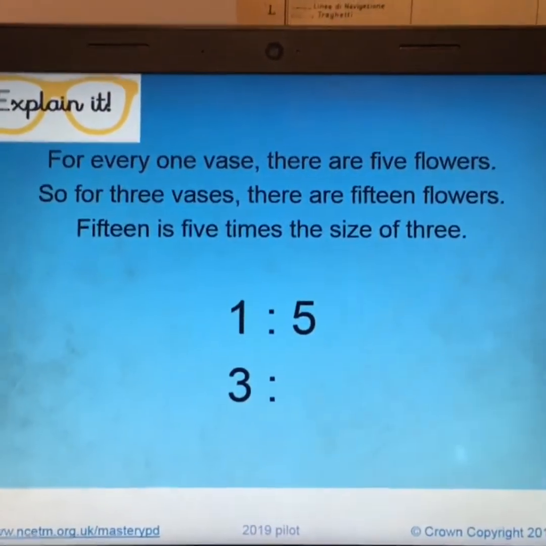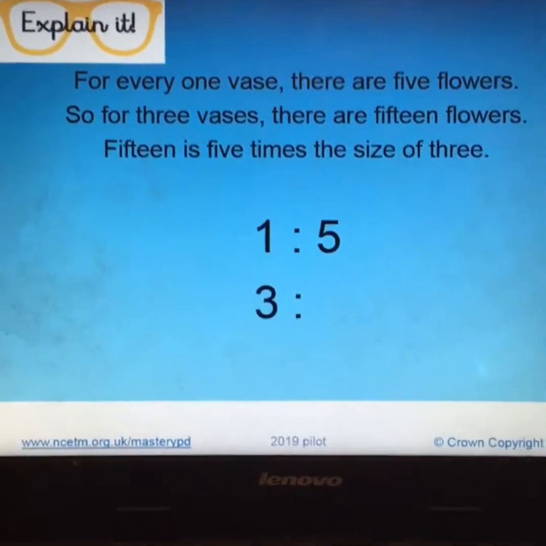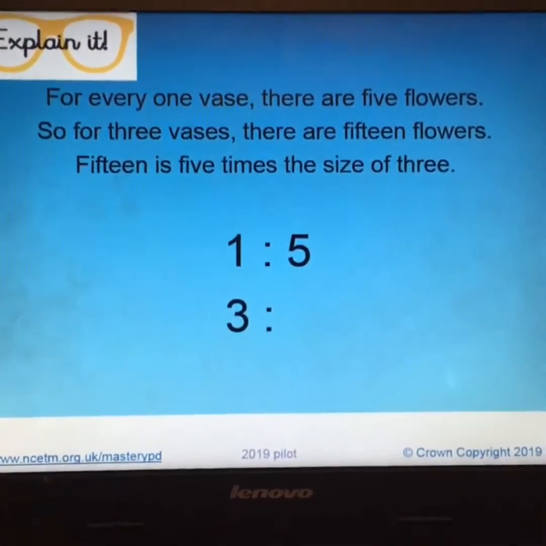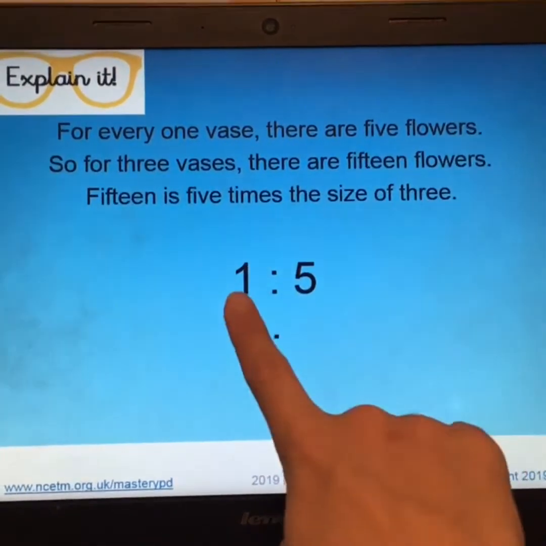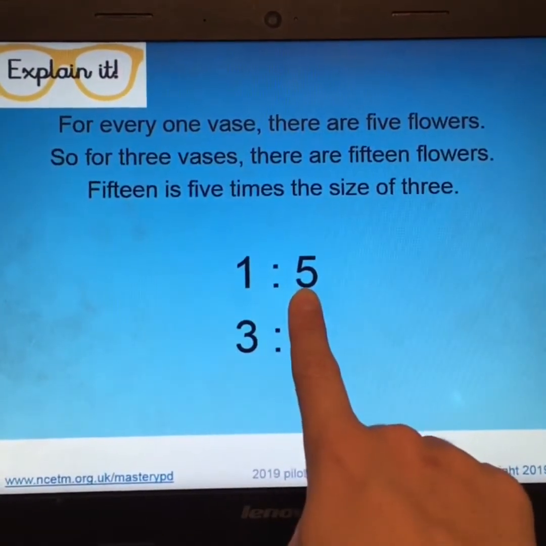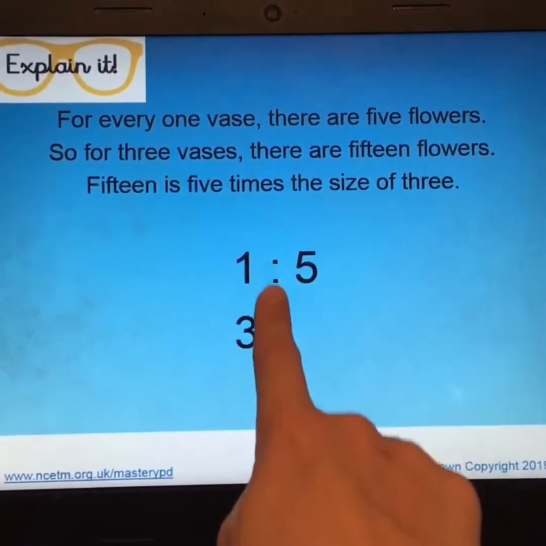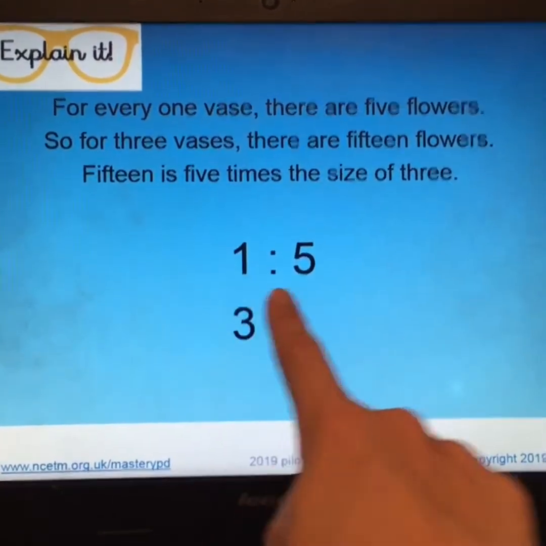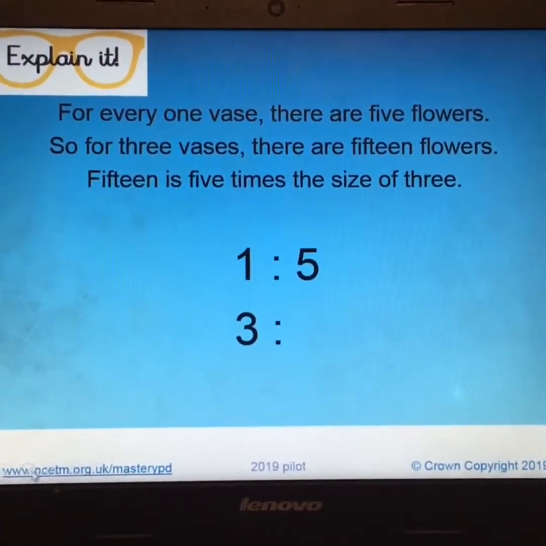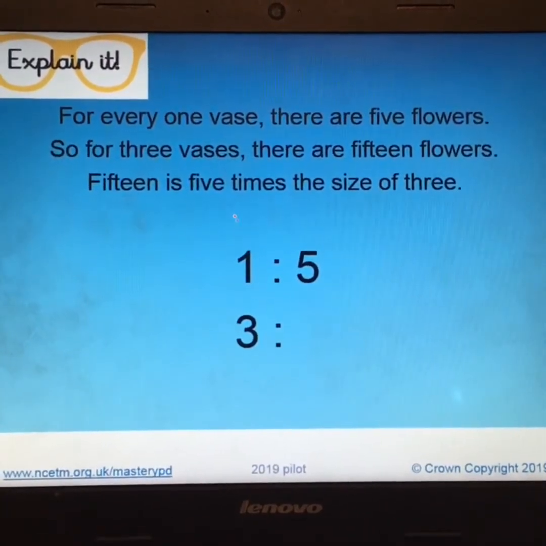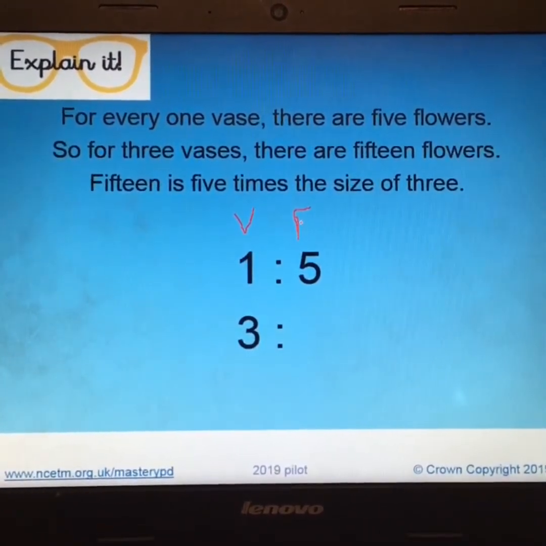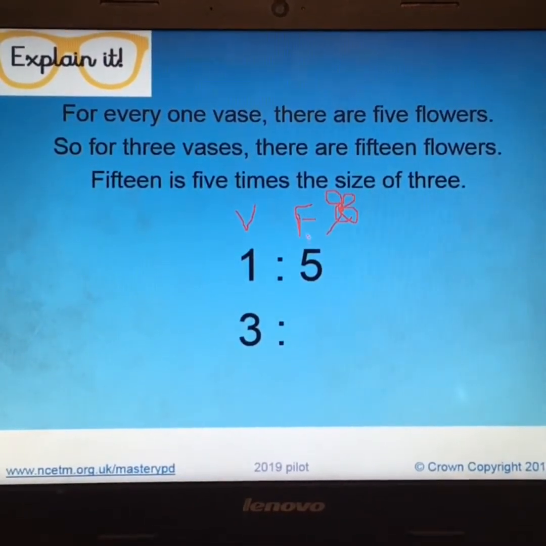Now, we looked at it a little bit like this. I want to show you this way as well. I'm going to show you loads of different representations, but this is probably the way that you were hopefully thinking about this. So we can say for every 1 vase there are 5 flowers, and we can write it like this. Remember, this kind of colon is the ratio sign. I would always make sure that you are labelling it. So I'm having V for vase and F for flowers. You could draw a little flower if you wanted, so that you remember that this is the vase side and this is the flower side.